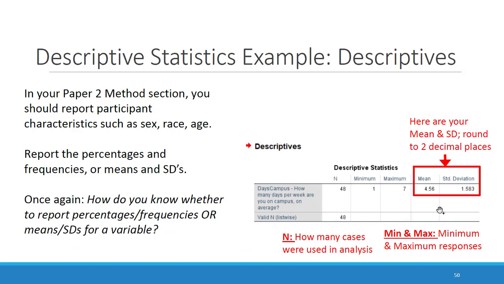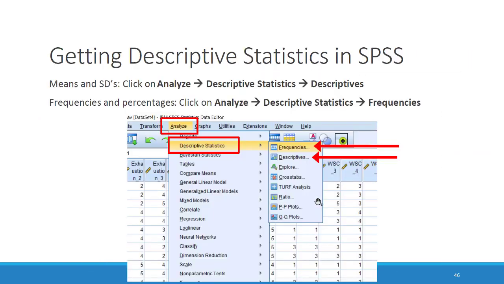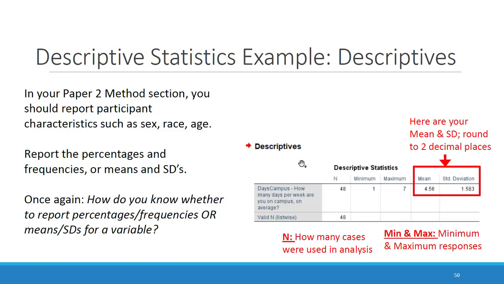Let's now go through an example of descriptive statistics. So in order to get here, we do the same thing. However, instead of selecting frequencies, we select descriptives. This is the output that you would receive when you clicked on descriptives and selected a variable. For this example, we chose days campus, and this variable is meaning how many days per week is the participant on campus on average.